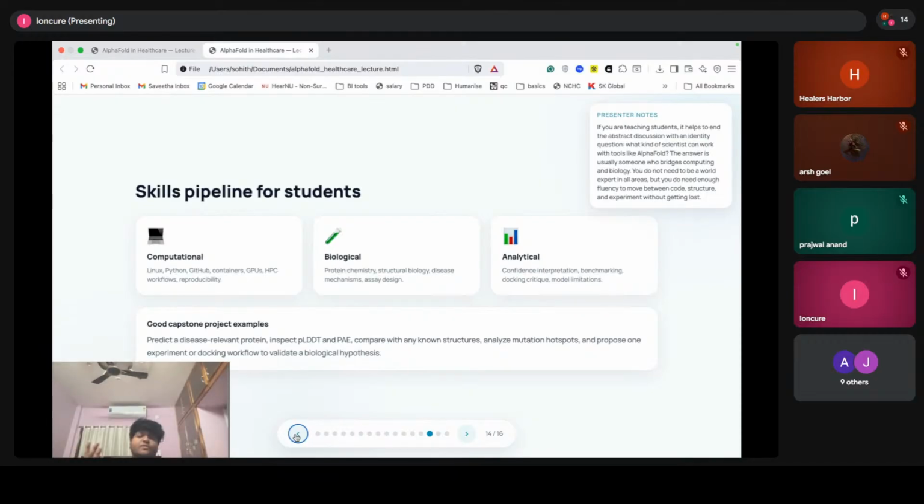All right. A good capstone project example is the one I did during my molecular modeling course in my undergrad: you could take a disease-relevant protein and inspect its pLDDT and PAE values, compare with any known structures, analyze the mutation hotspots, make some heat maps, understand which residue is doing what, and propose one experiment or docking workflow in order to validate your biological hypothesis. This is one of the best capstone projects if you want to pursue one.